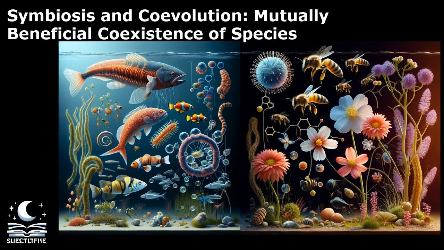Additionally, arms races are a common mechanism of coevolution, particularly in competitive interactions between species. This phenomenon involves a continuous escalation of adaptations and counter-adaptations as each species tries to outcompete the other. An example of an arms race is the coevolution between herbivorous insects and plants.